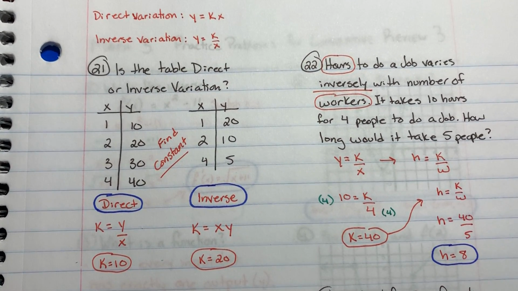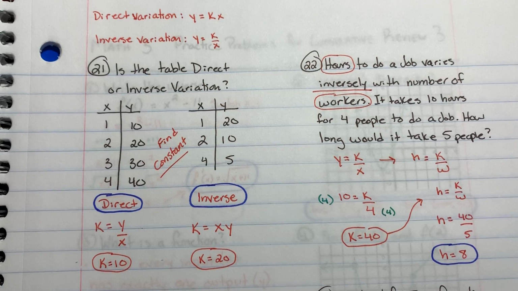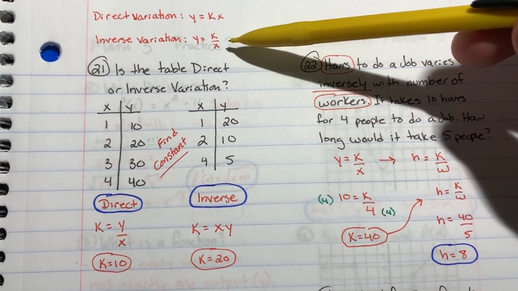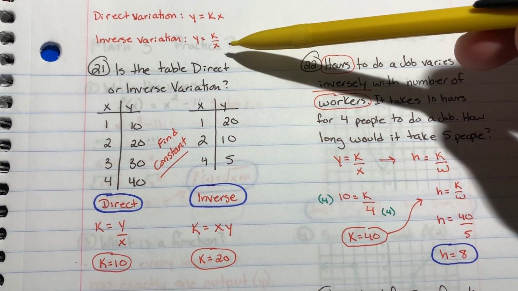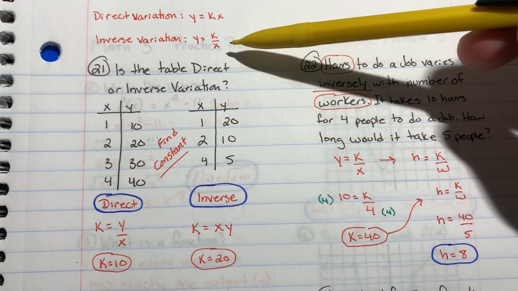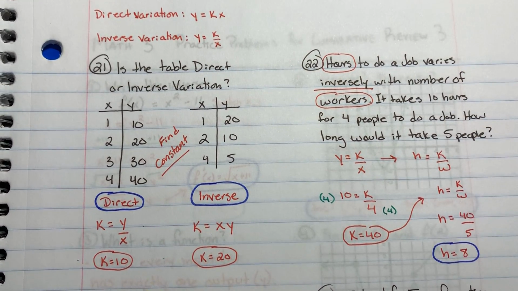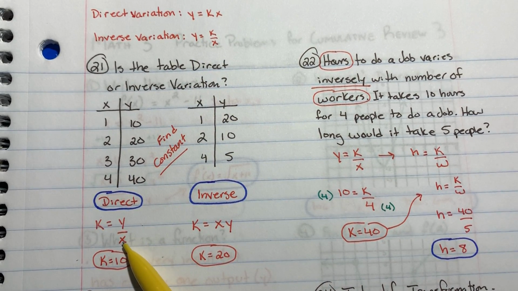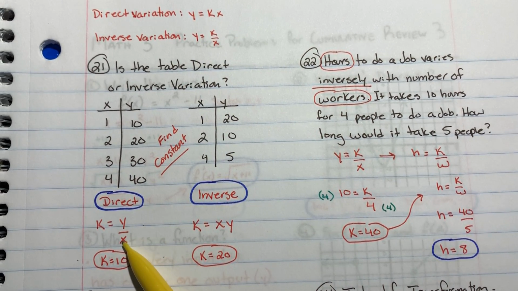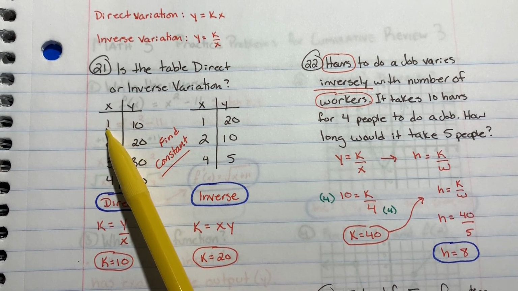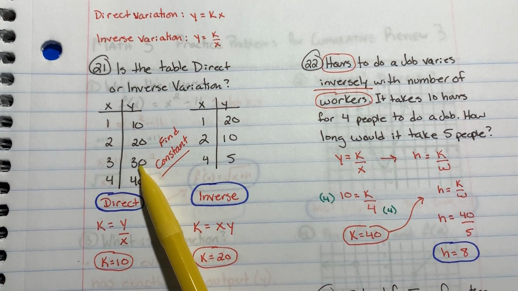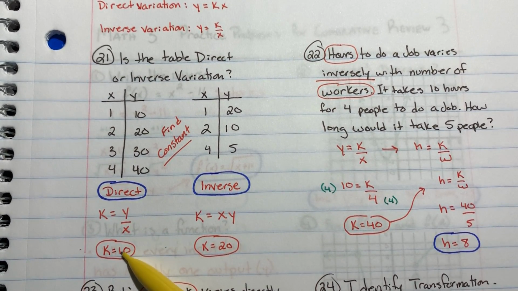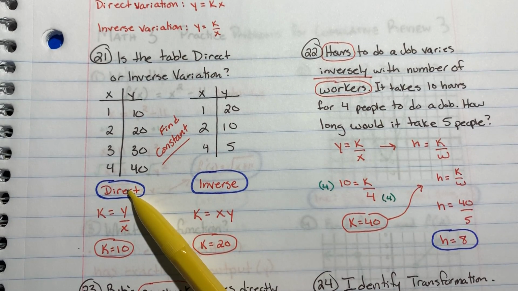Trying to determine if a table is direct variation or inverse. Here I gave you the original direct and inverse variation equations. However, when you're trying to determine if a table is direct or inverse, you're trying to find the constant. In other words, you're trying to solve for k. So if you notice what I did here, when I solve the direct variation equation for k, it comes out to be this equation, meaning you want to do y divided by x. If I do that, y divided by x, I get 10. Here, I get 10. Here, I get 10. I got a constant answer of 10 every single time. And since that worked out, that lets me know it's direct variation.